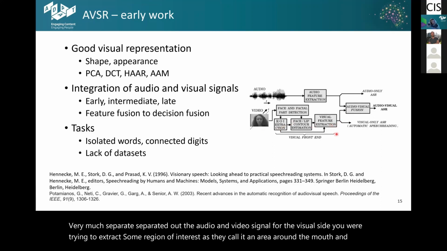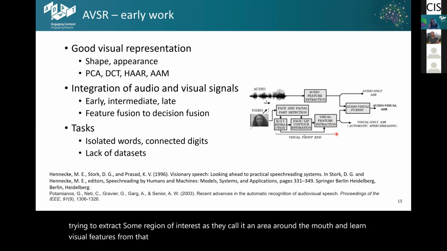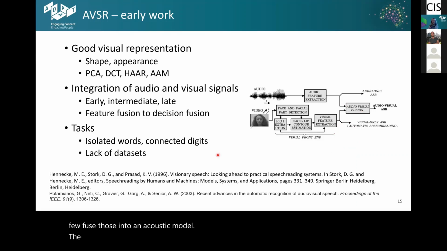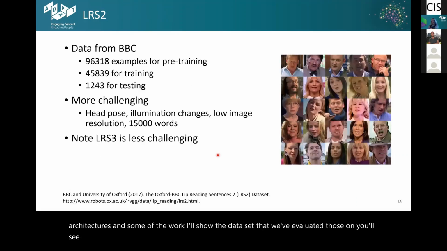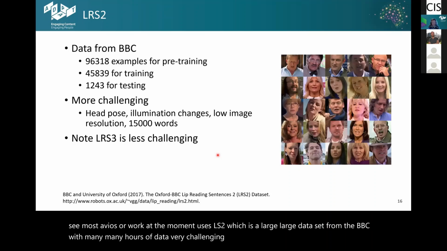So things have moved on with deep learning architectures, and some of the work I'll show, the data set that we've evaluated those on, you'll see most AVSR work at the moment uses LRS2, which is a large data set from the BBC with many, many hours of data, very challenging head poses, changing illumination, poor resolution, all the problems that you need to be able to cope with.